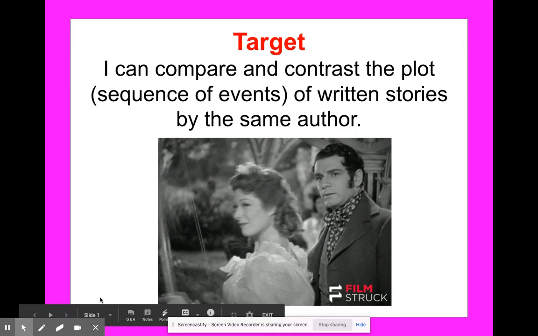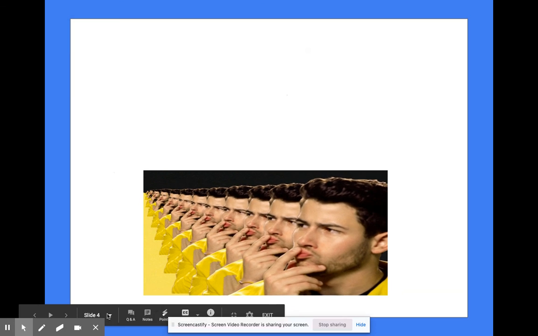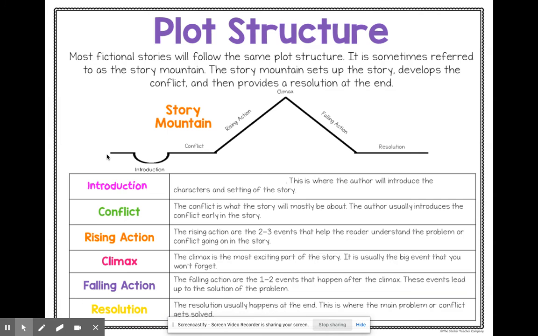So in today's lesson, we went ahead and we talked about our plot structure, and we reviewed what Plot Mountain is and why we need to know it. So most fictional stories will follow the same plot structure. So we talked about how our Magic Treehouse series is one of those stories. And it is sometimes referred to as the Story Mountain or the Plot Mountain. Either way, it's a way for us to organize our thoughts when we're thinking about a story.